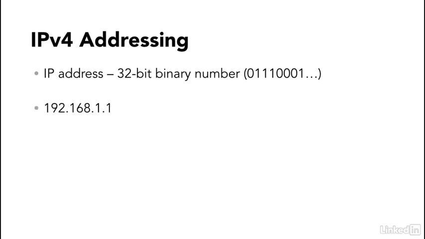It's often converted into a more readable form for humans, so something like 192.168.1.1 is an IP address. It's just a different representation of those 32-bit binary numbers. When we write the IP address out in the 4 sections separated by periods, each section is called an octet. So we have 4 octets separated by 3 periods.